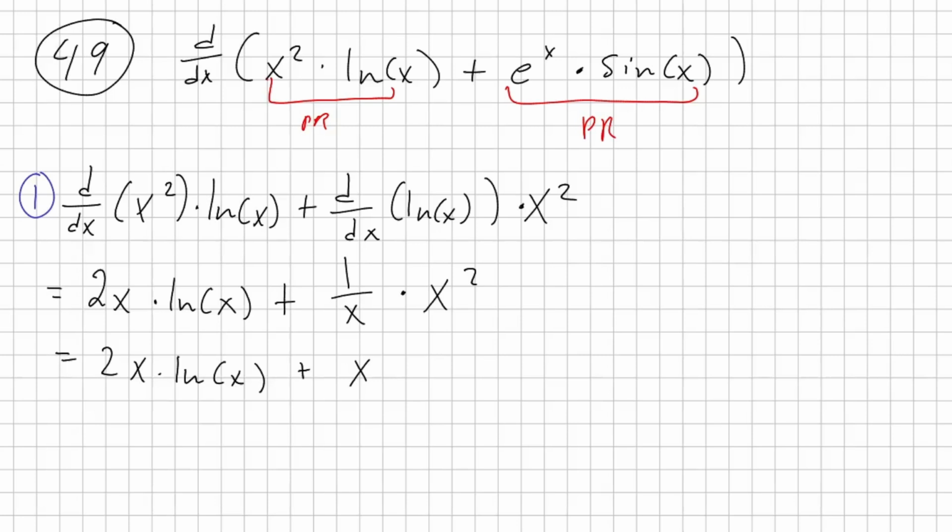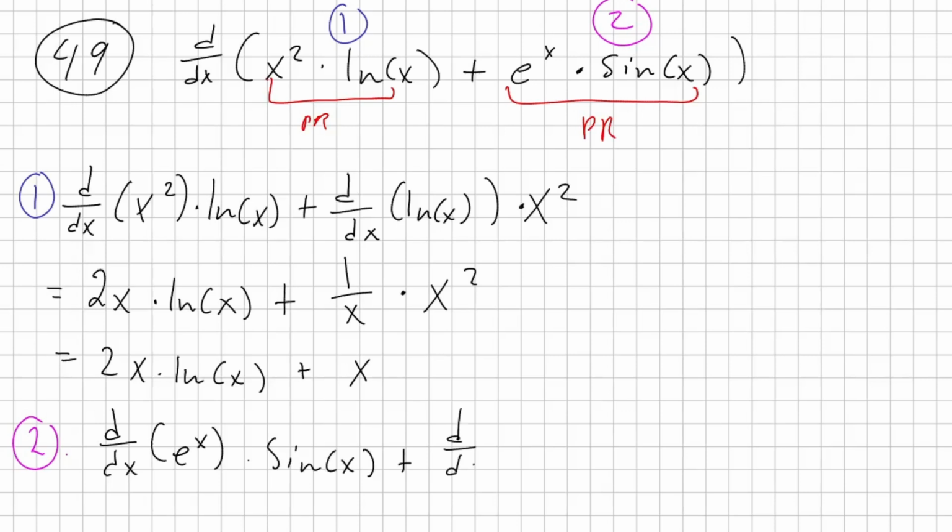Alright, so now let's do part 2. So this is part 1 here, and equation 2 is going to be this one. I'm going to use pink, okay? So that's that. So let's do equation 2 over here. So it's going to be the derivative. So let's do d over dx of, in this case, it's e to the x, right? So it's going to be e to the x times sine of x plus the derivative, d over dx of sine of x times e to the x.